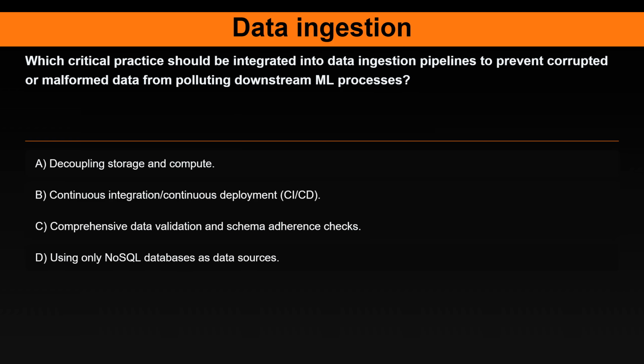Question 15. Which critical practice should be integrated into data ingestion pipelines to prevent corrupted or malformed data from polluting downstream ML processes? Option A, decoupling storage and compute. Option B, continuous integration/continuous deployment, CI/CD. Option C, comprehensive data validation and schema adherence checks. Option D, using only NoSQL databases as data sources.